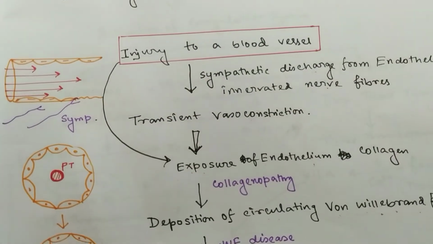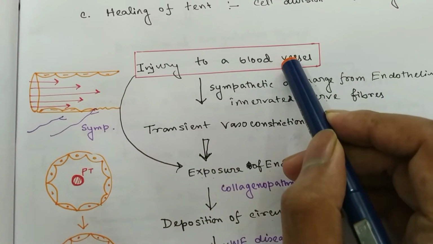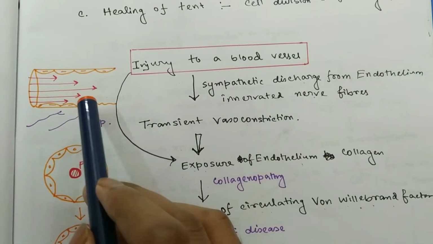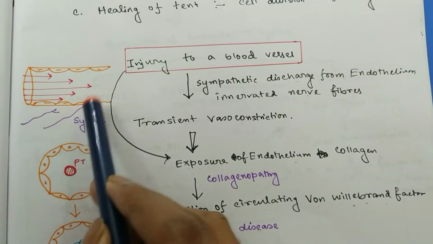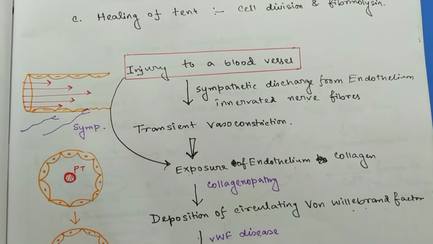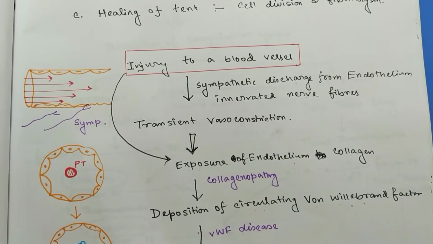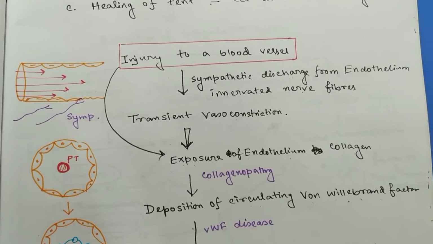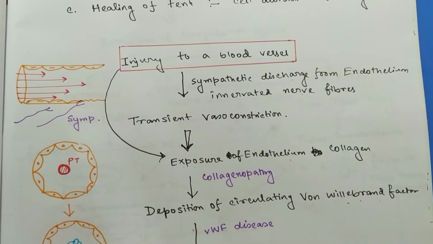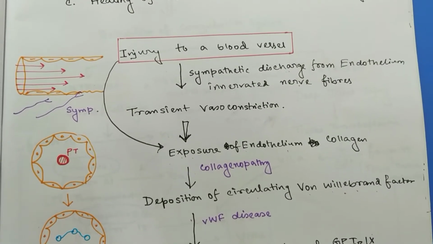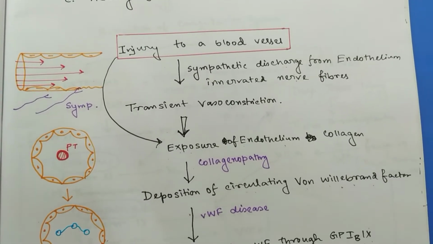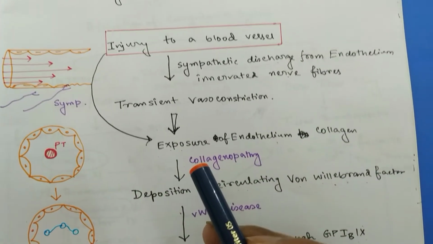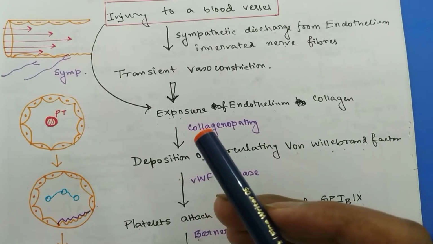Suppose there is an injury to a blood vessel. As soon as there is an injury, there will be sympathetic discharge from the endothelium innervated by these sympathetic fibers, and this will lead to transient vasoconstriction. As the vasoconstriction occurs, it is an attempt to stop further bleeding, but as it is transient, some more lasting process should be adopted, and thereby the next step, that is the platelet plaque formation, initiates.